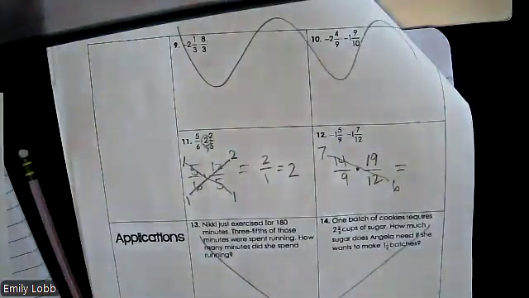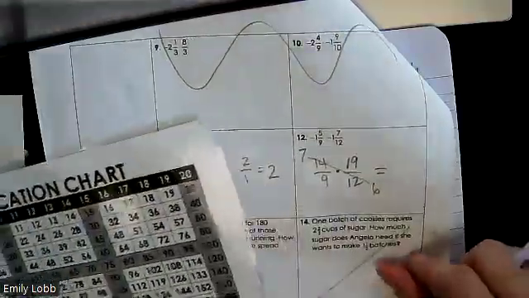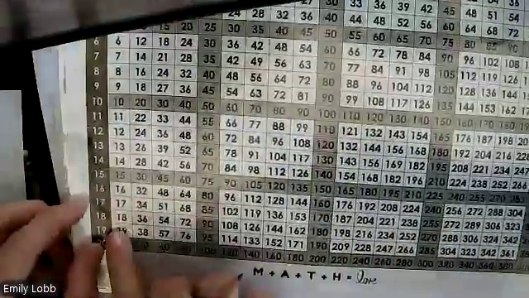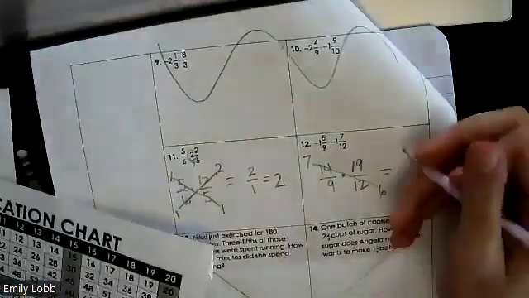So it's not too cute, but it's not as ugly as it would have been. All right, so 7 times 19. 19 times 7 is 133.